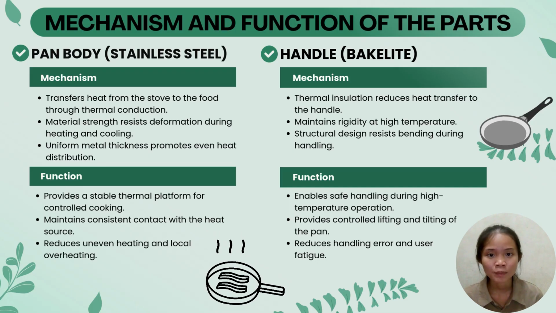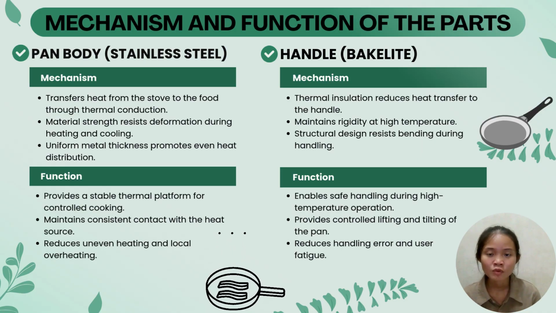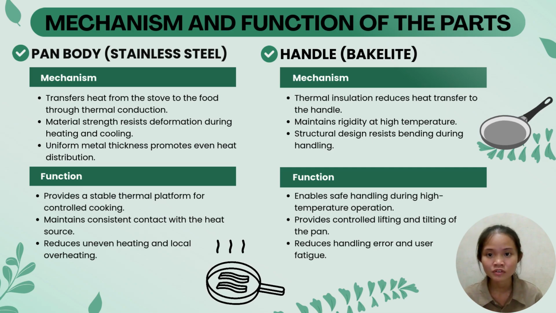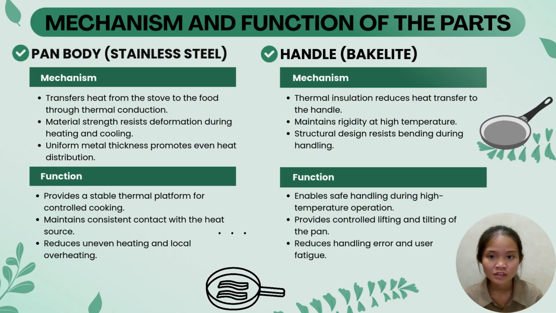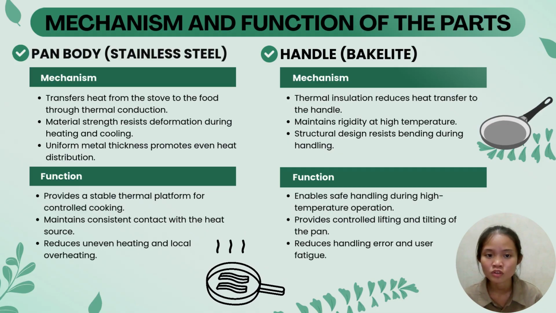I will be presenting the mechanism and function of the frying pan parts, which are the pan body and the handle. First, the mechanism of the pan body involves transferring heat from the stove to the food through thermal conduction. Its material strength resists deformation during repeated heating and cooling cycles. In addition, the uniform thickness of the metal promotes even heat distribution across the cooking surface. Because of these mechanisms, the pan body provides a stable thermal platform for controlled cooking. It maintains consistent contact with the heat source, helping to prevent uneven heating and local overheating, which ensures that food cooks evenly and reliably.